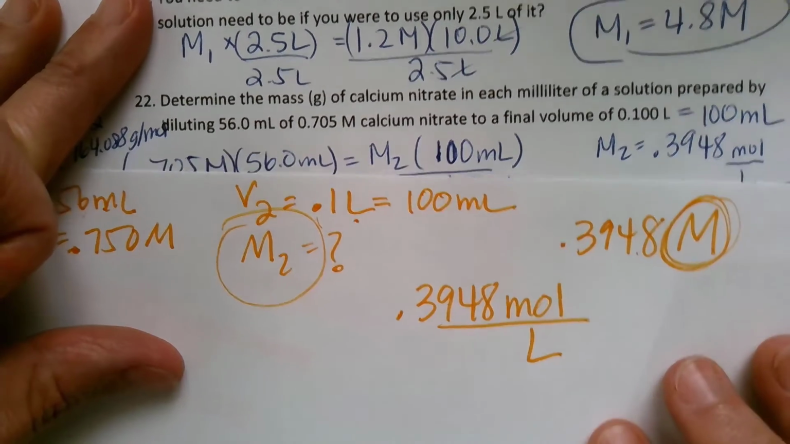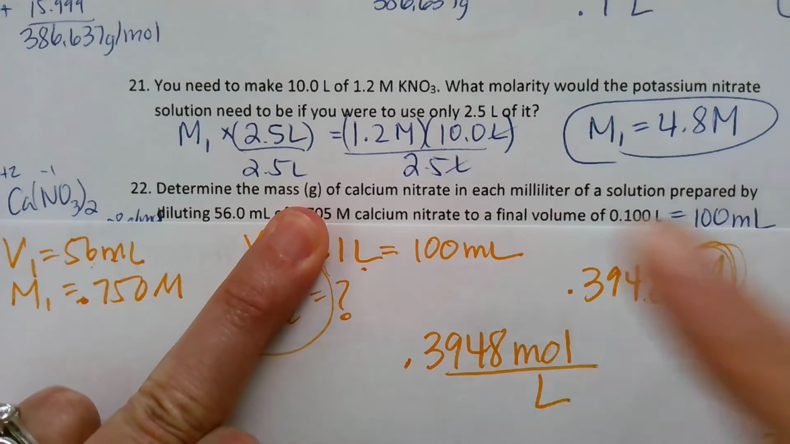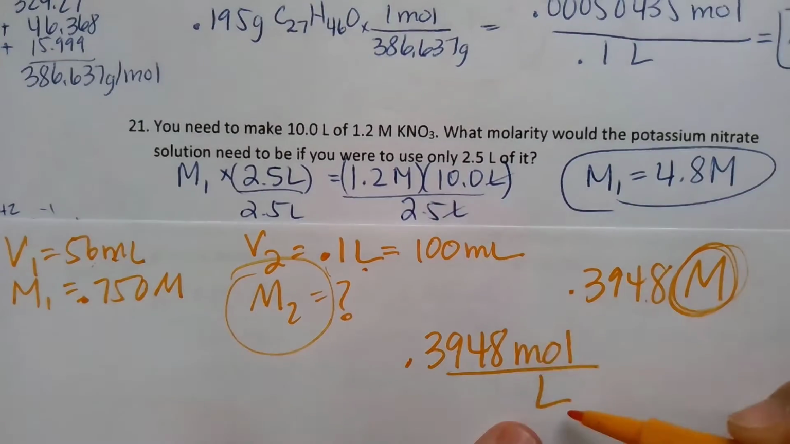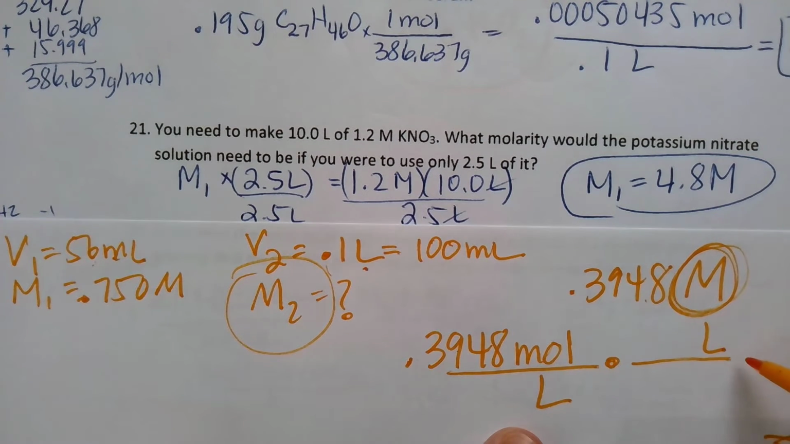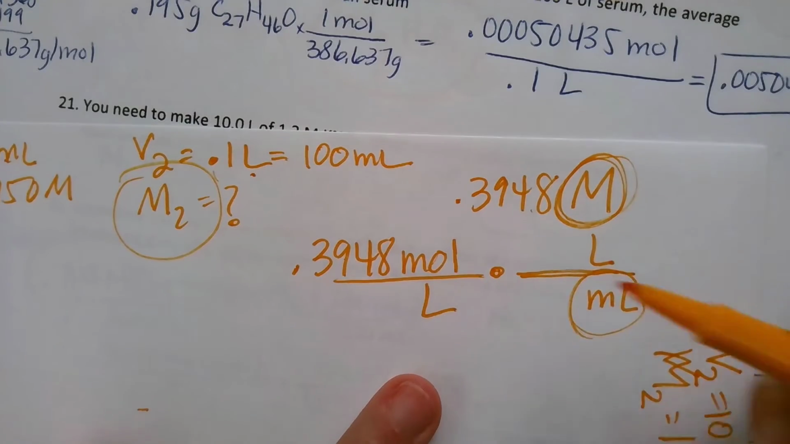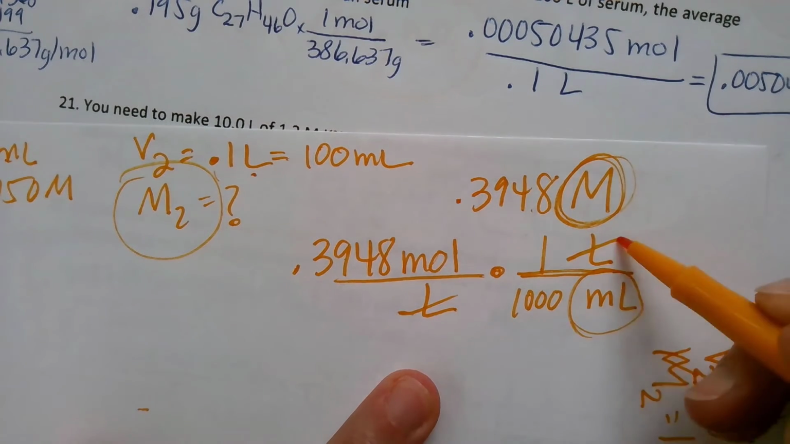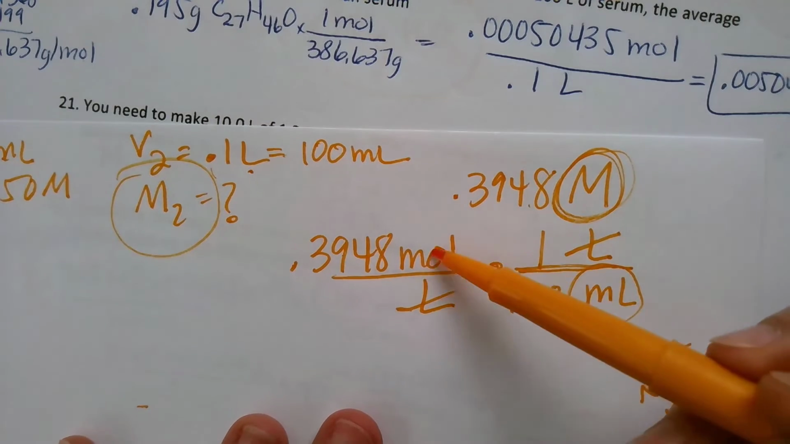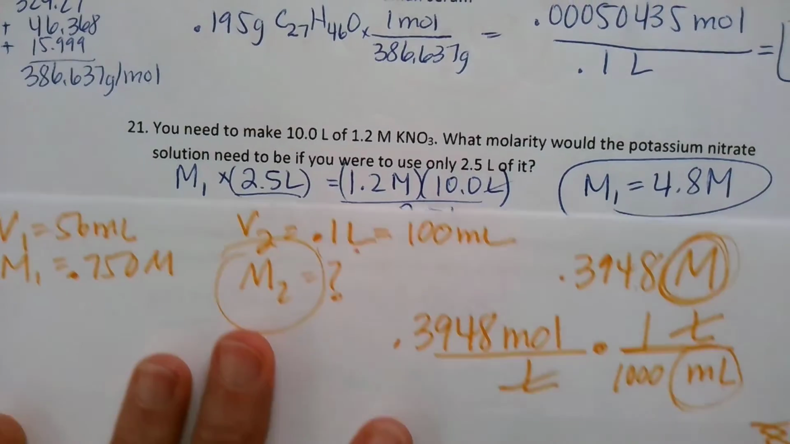I did moles divided by liters to get that. My question wants grams per milliliter. If I have moles per liter, I can simply get rid of liters by putting it up here. And I want mLs on the bottom, right? Get rid of liters. I want grams per milliliter. So we want milliliters on the bottom. So we know in 1 liter, there's 1,000 milliliters. All right. So right now, if I were to leave it, I would have moles per milliliter. I don't want moles per milliliter, though. I want grams per milliliter.